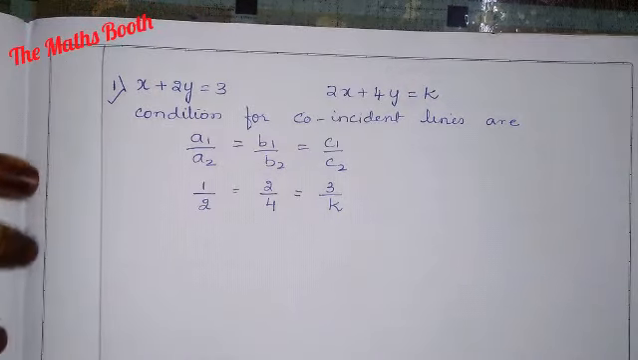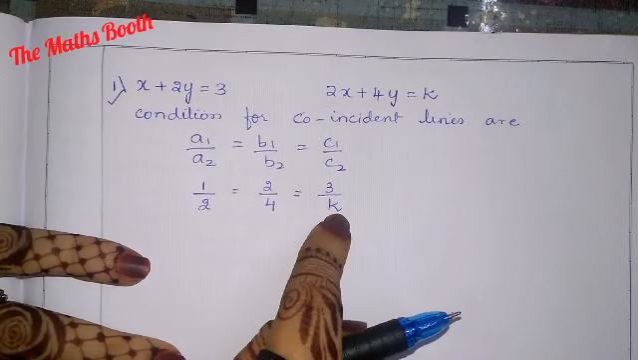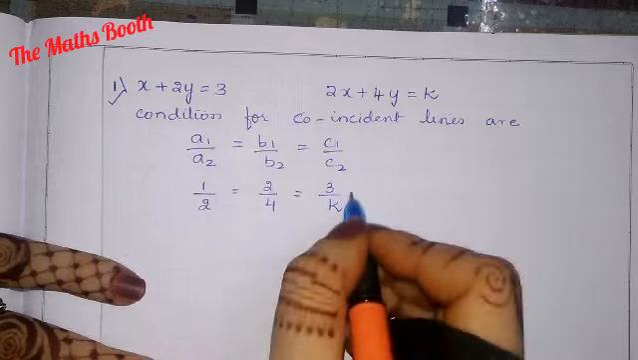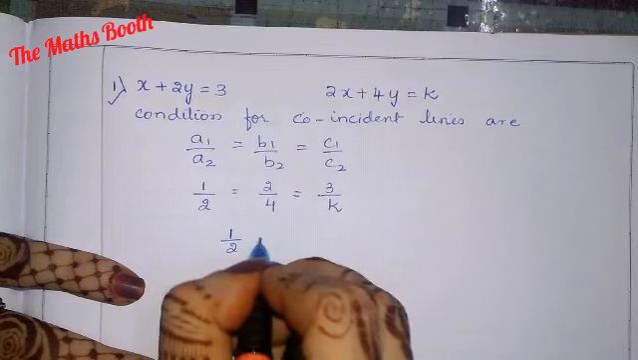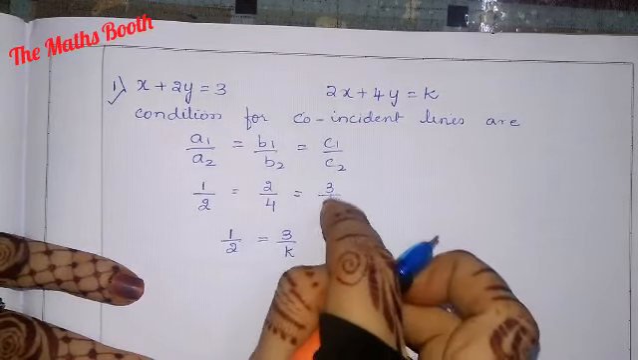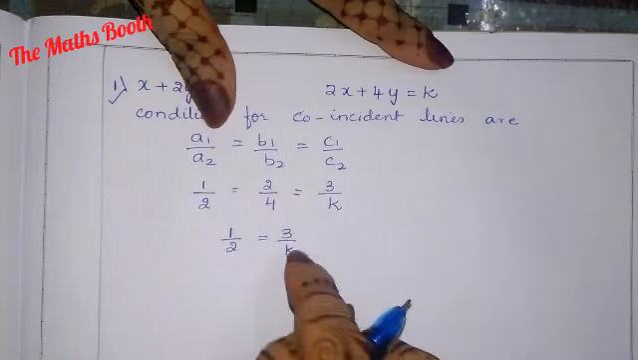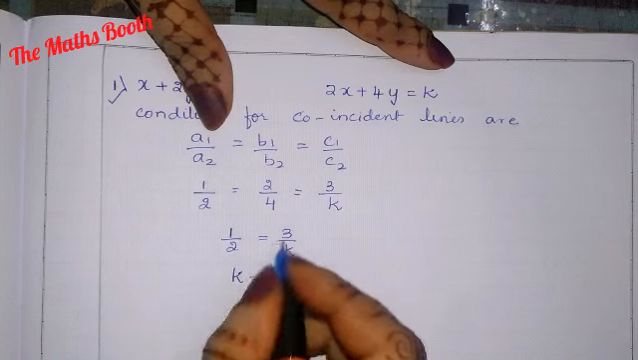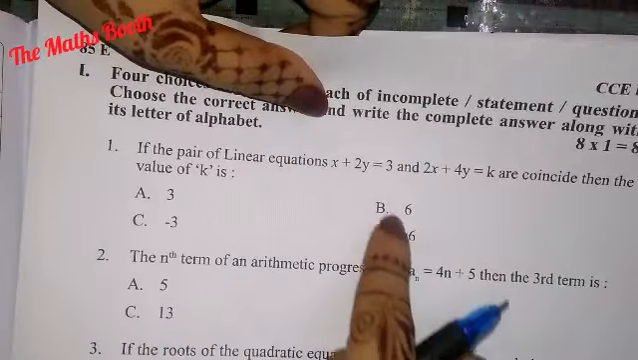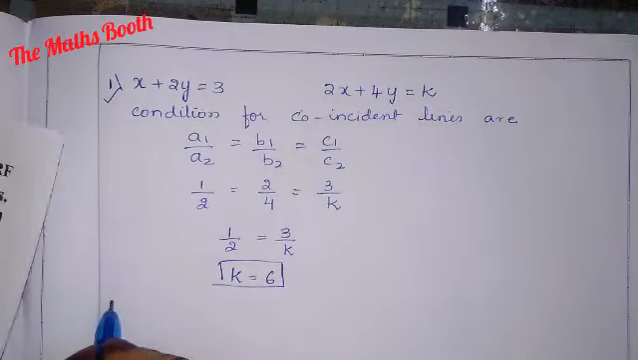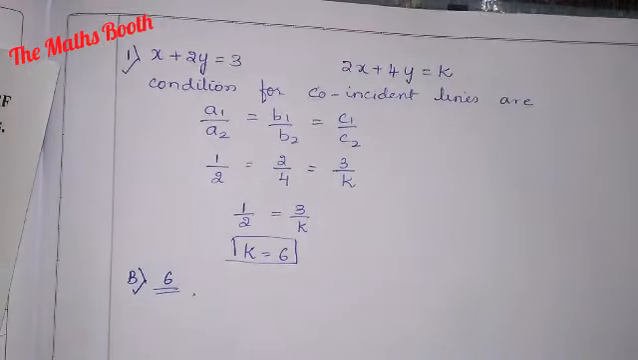So now we know that we can take first and last term or second and last, because if we take any one, it is just for 1 mark. So first and last I'll take: 1 by 2 is equal to 3 by k, because our focus should be on k. Find the value of k they have told. So k into 1 is k, 3 2s are 6. So the correct option among this is B 6. So your answer should be written in this way: B 6. So the first answer we got.